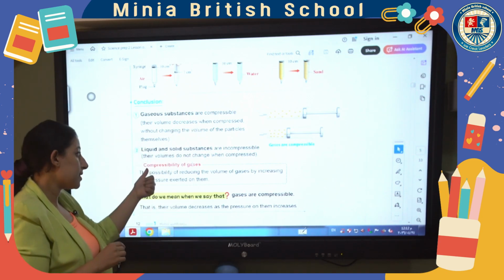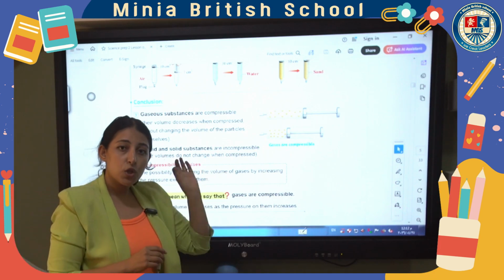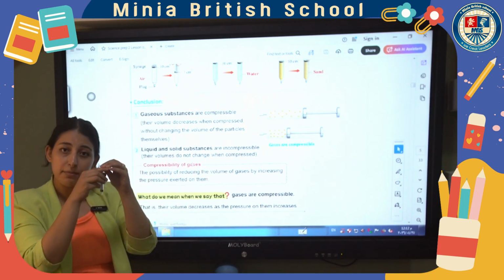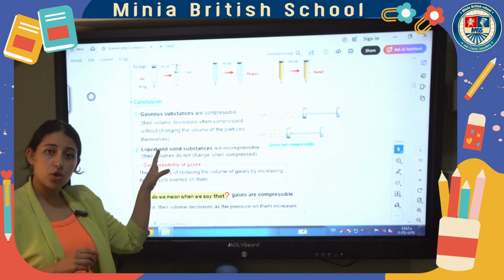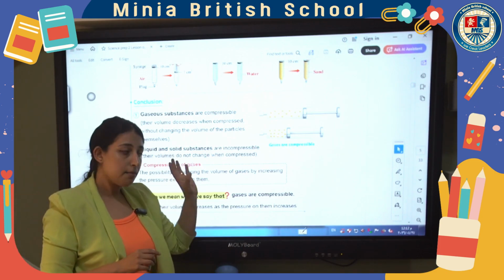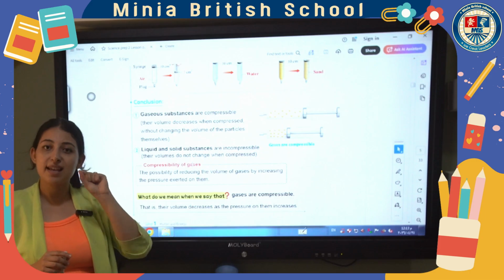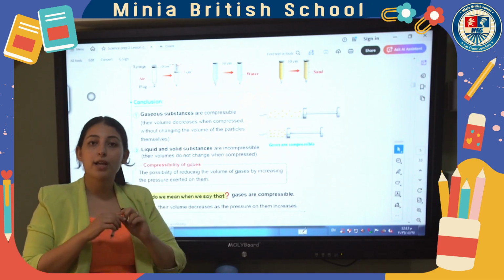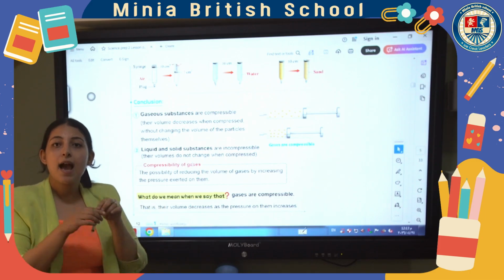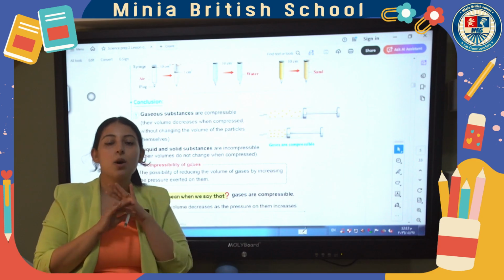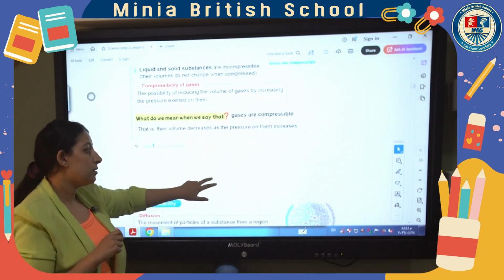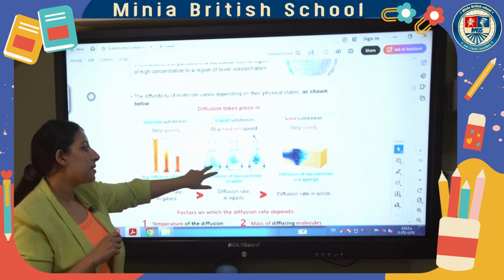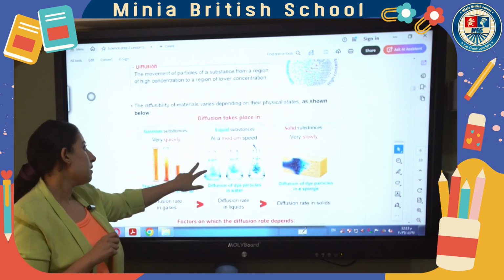Again, what is compressibility? It is the possibility to reduce the volume of only gases. I didn't say solids or liquids. Why? Because only gases can be compressed. So when I talk about compressibility, I mean gases only. Okay? The last one, the third property, is diffusibility.